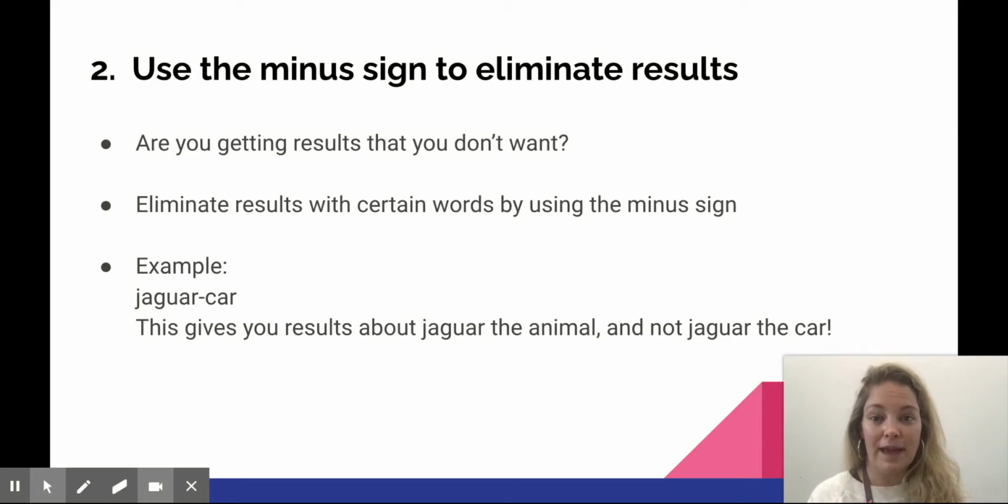Another tip I have is using the minus sign. If you include that minus sign, it's going to remove any results that include that word. You don't need spaces, but my example here is Jaguar minus car. Maybe I was searching for the word Jaguar, but I was coming up with animal results and car results. So just use minus car, and it'll give you Jaguar results without the car stuff.